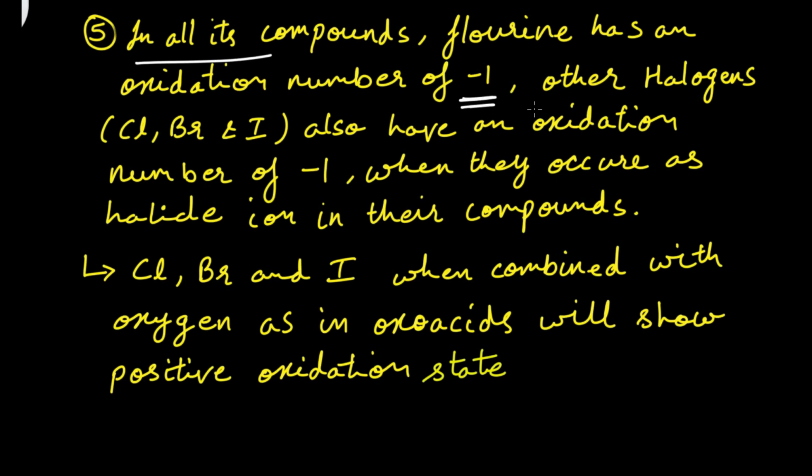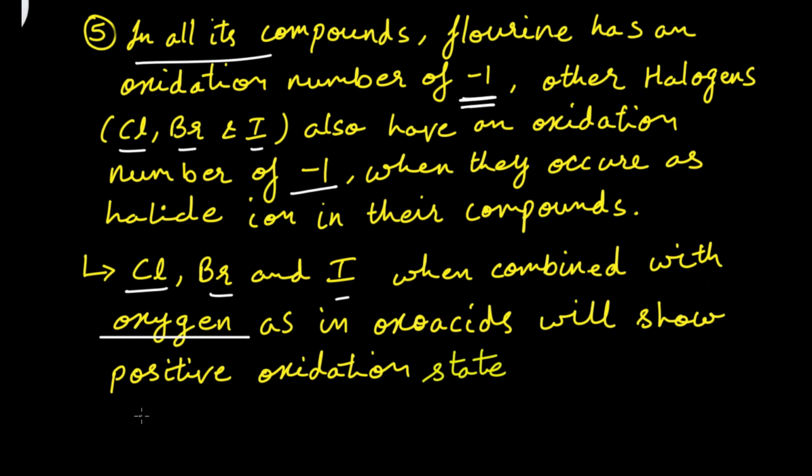That's it. Other halogens other than fluorine, that is chlorine, bromine, iodine, also have oxidation number of -1 in general, when they occur as halide ion in their compounds. In general, the oxidation state of chlorine, bromine and iodine will also be -1. But when chlorine, bromine, iodine are combined with oxygen, as in oxo acids, they will show positive oxidation state.